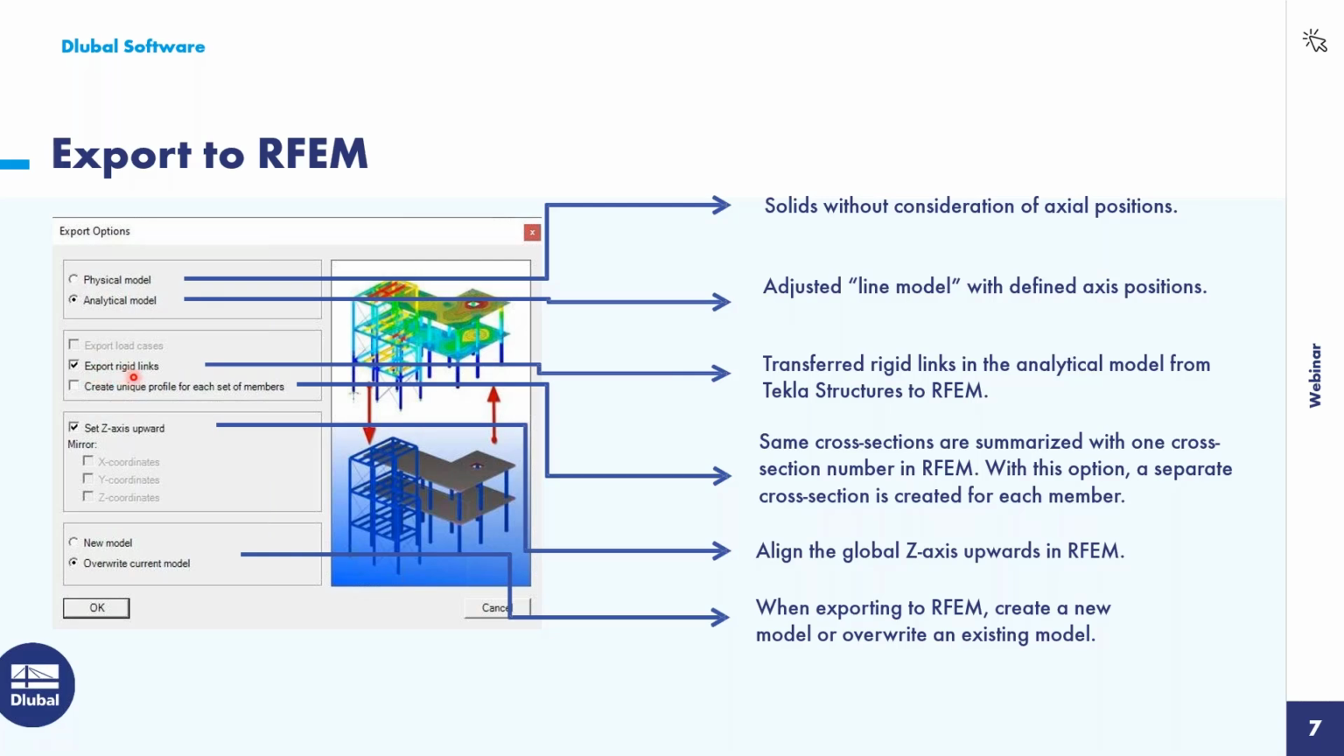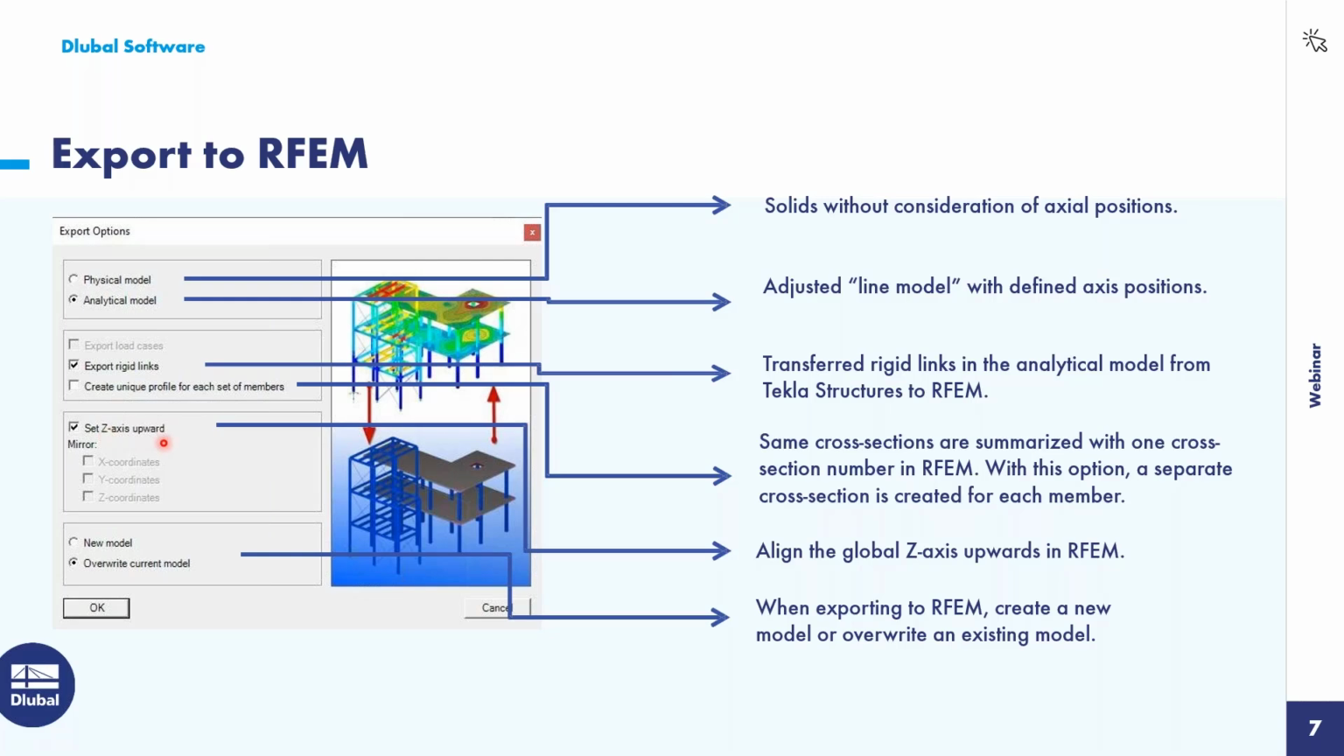Next, you have this option for exporting rigid links, which is checked on by default. So if any rigid links are defined in Tekla in the analytical model, then those will be exported into RFEM as well. This option for creating a unique profile for each set of members is checked off by default. If you check this on, then the same cross-sections are going to be given separate index numbers. By default in RFEM, a similar cross-section is summarized with only one index number. And so you will get unique index numbers for similar cross-sections if you check this on.